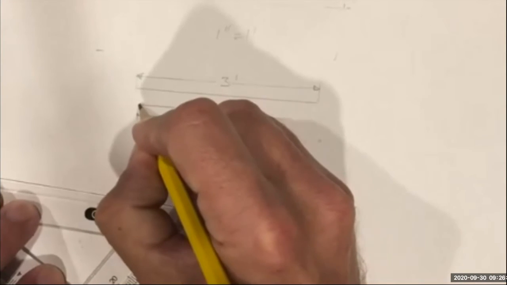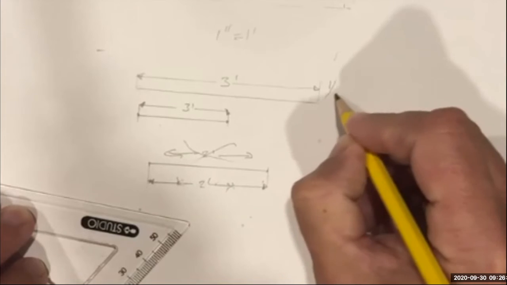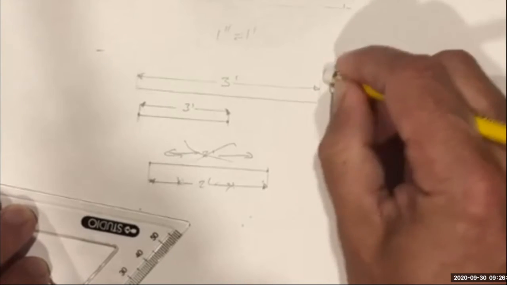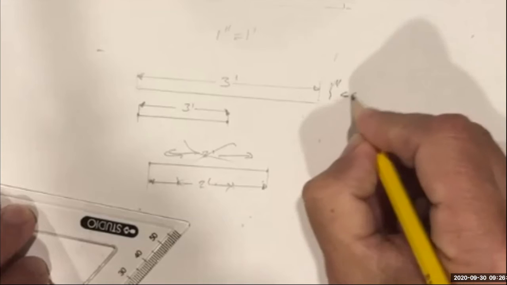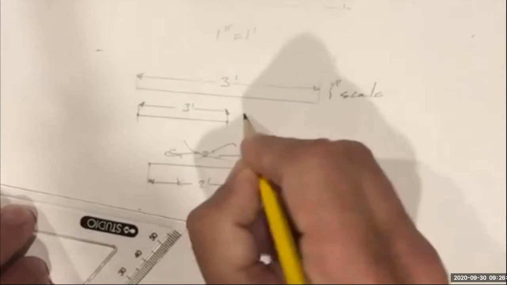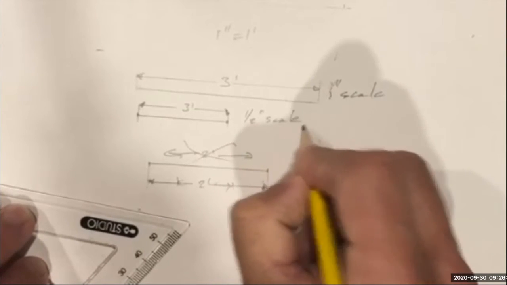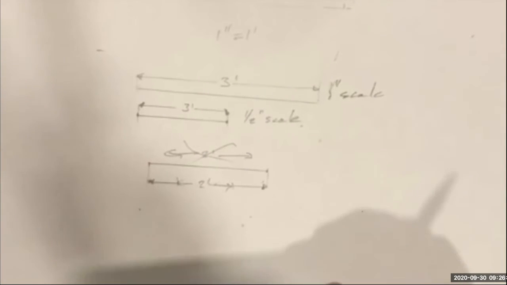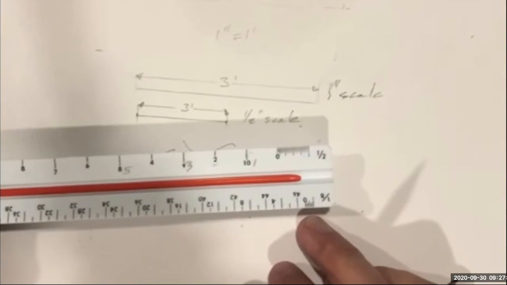Dimension and extension lines. Okay, so this is what it looked like in a 1 inch scale. And here's what 3 feet looks like in a 1/2 inch scale. Okay, hopefully I haven't lost anybody yet, because I'm going to make things much more challenging coming up soon.